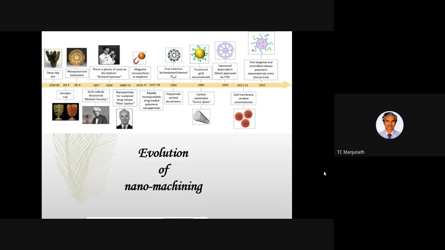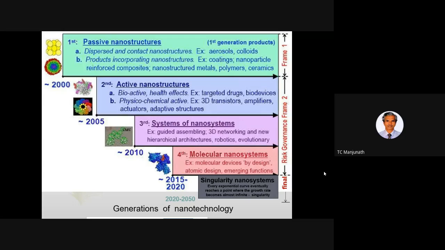In the 1990s, one new concept was introduced. What is the use of the carbon nanotubes? So now carbon nanotubes have a lot of applications, and nowadays they are being used in almost each and every field of application. So that is how the nanotechnology evolution took place. This generations also I'm going to explain.